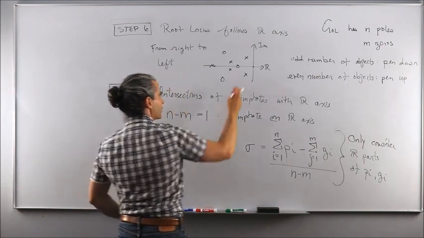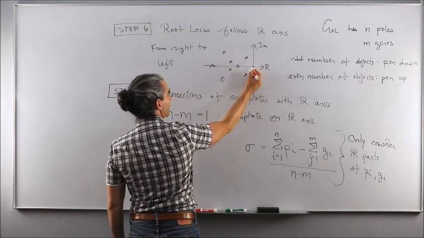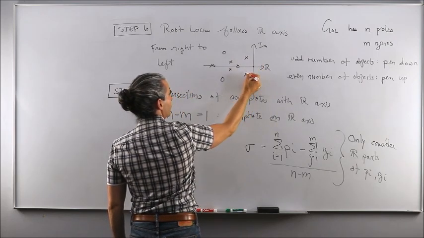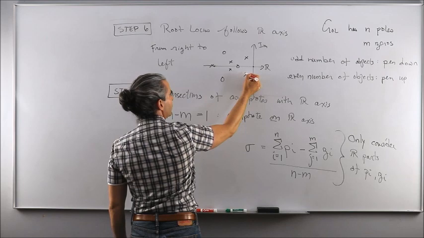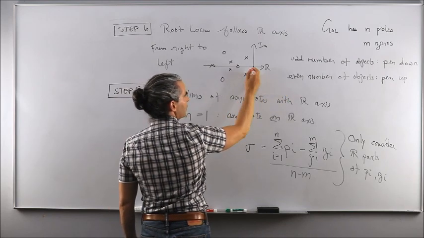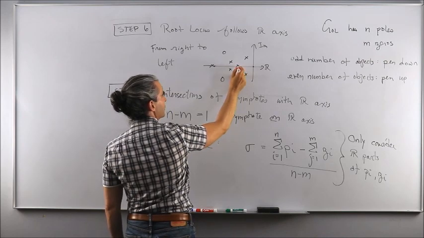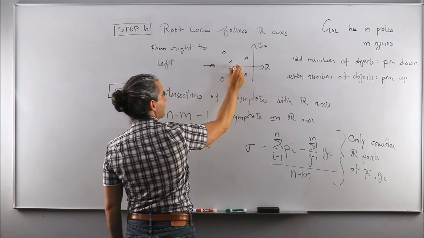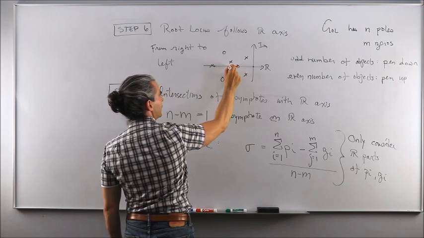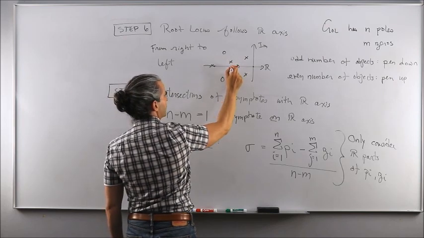We're starting at the origin. We move to the left. Ooh. We have 2 poles. 2 poles is an even number. Pen is up. We encounter a third object, a 0. Pen is down. 3, 4, 5. This is odd. Keep going.